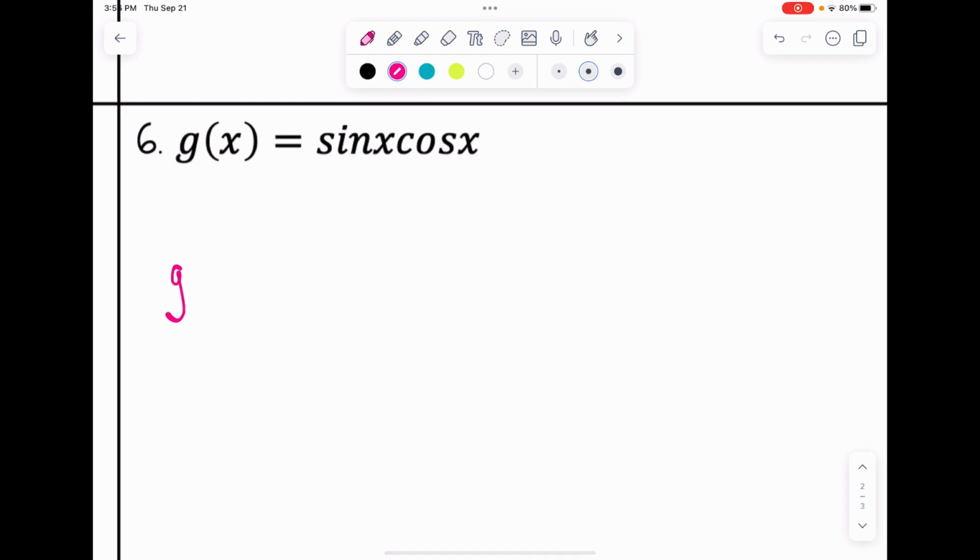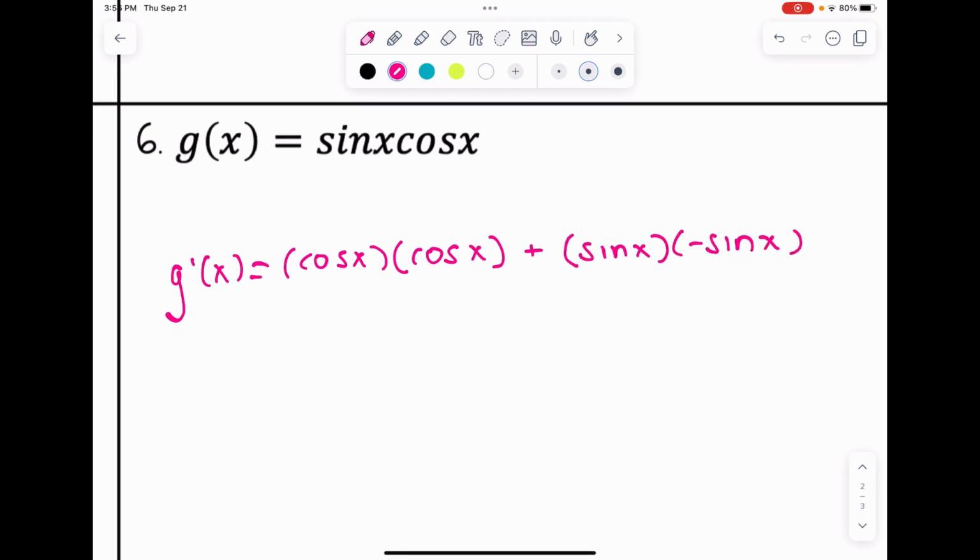Number 6, derivative of your first term times the second plus the first term times the derivative of the second. And I could rewrite this as cosine x squared minus sine of x squared, or sine squared x is the correct way to write that. And I'm going to leave my answer just like that.